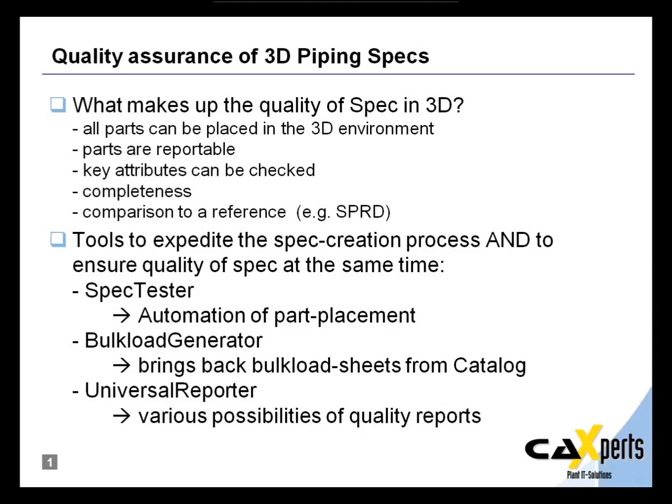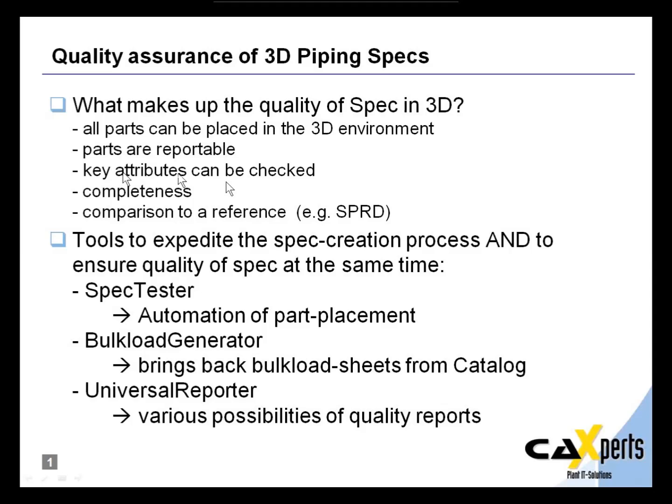You have to make sure that all parts can be placed in a 3D environment. All parts have to be reportable, so all parts have to be reported correctly. What else do you need? You have to check your key attributes, something like face-to-face dimensions, face-to-center dimensions, and something like that. You have to make sure that your spec is complete, and maybe you also want to compare your 3D spec to a reference. For example, when this spec comes from SmartPlant reference data, you have to make sure that your 3D spec contains all the parts that you have defined in SmartPlant's reference data.